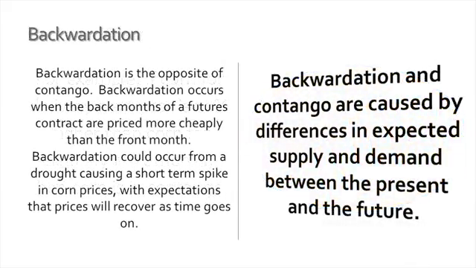Backwardation occurs when the back months of a futures contract are priced more cheaply than the front month. Backwardation could occur from a drought causing a short-term spike in corn prices, with expectations that prices will recover as time goes on. Backwardation and contango are caused by differences in expected supply and demand between the present and the future.